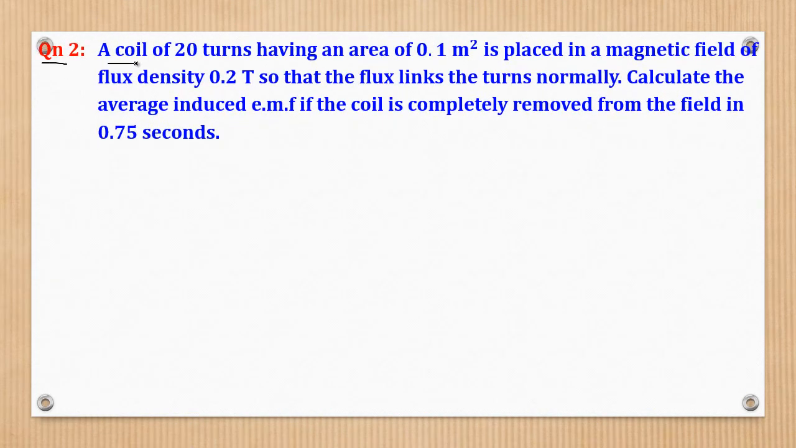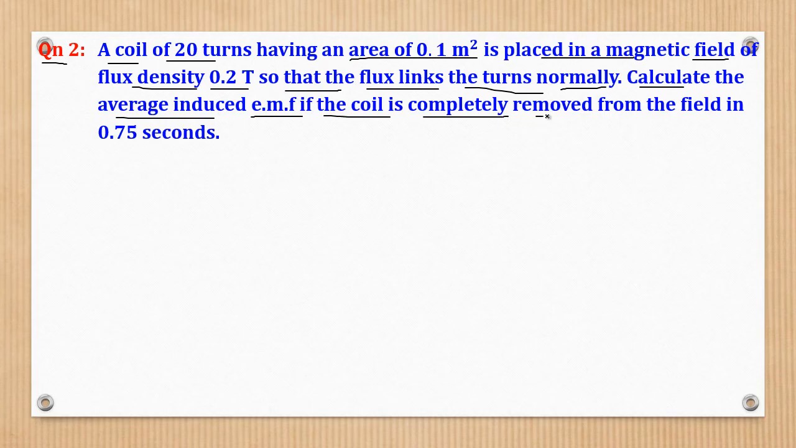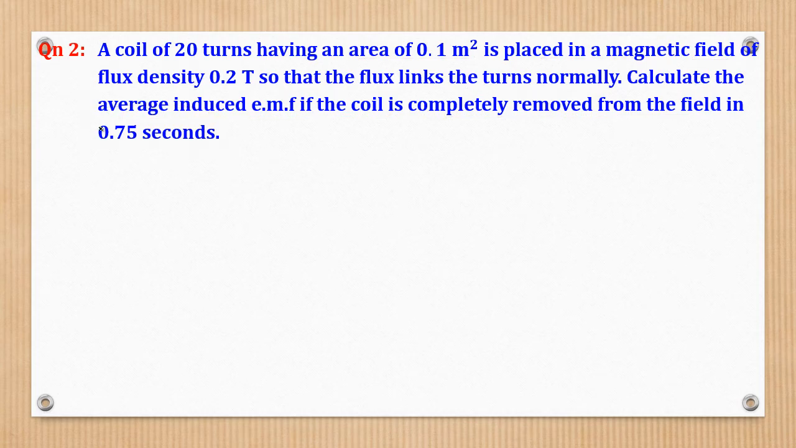Then question 2. A coil of 20 turns having an area of 0.1 meter squared is placed in a magnetic field of flux density 0.2 Tesla, so that the flux links the turns normally. Calculate the average induced EMF if the coil is completely removed from the field in 0.75 seconds. Completely removed means it reduces to 0.